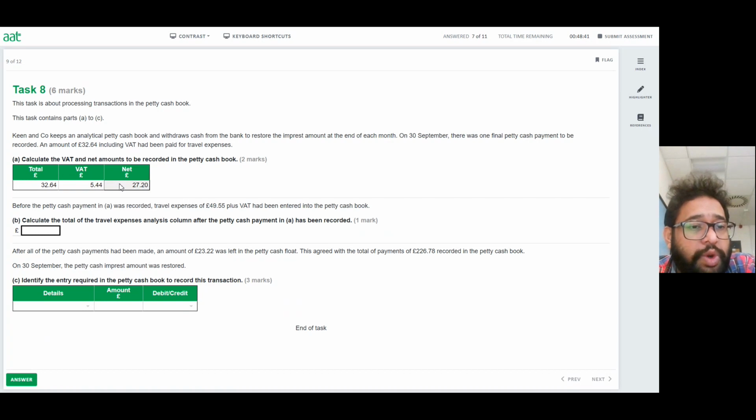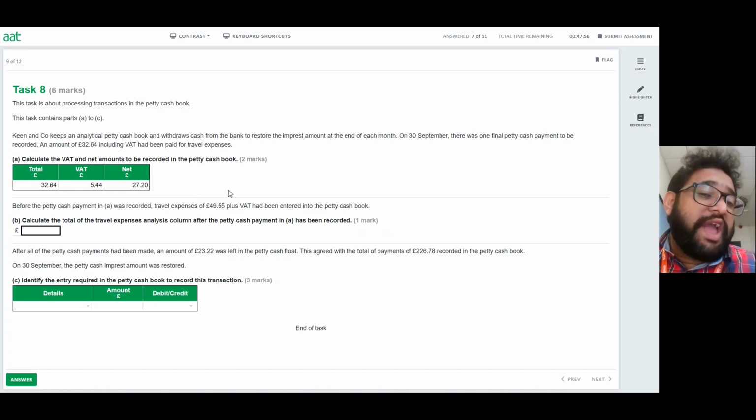Before the petty cash payment in A was recorded, travel expenses of £49.55, including VAT, had been entered into the petty cash book. Calculate the total of the travel expenses analysis column after the petty cash payment in A was recorded. So here, before the petty cash payment A was recorded, travel expenses of £49.55 plus VAT were recorded in the petty cash book. So whatever they say here, plus VAT means it's not going to matter for me. The travel expenses is the net expense only. So therefore, the plus VAT is not relevant to my calculation. So here, the £49.55 is the net amount which goes into my travel expenses column.